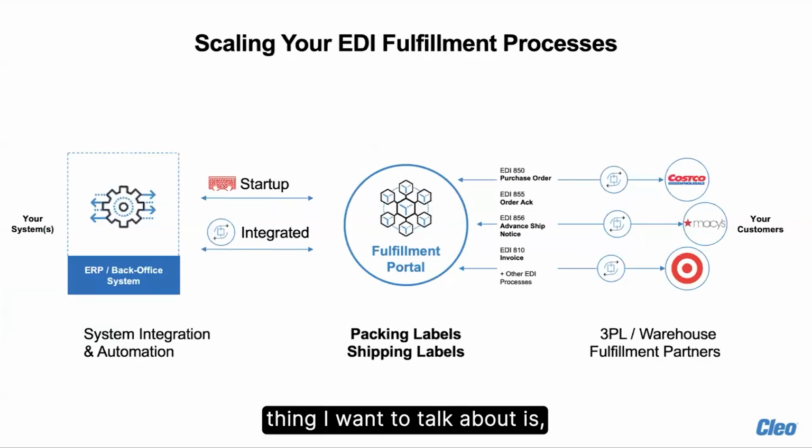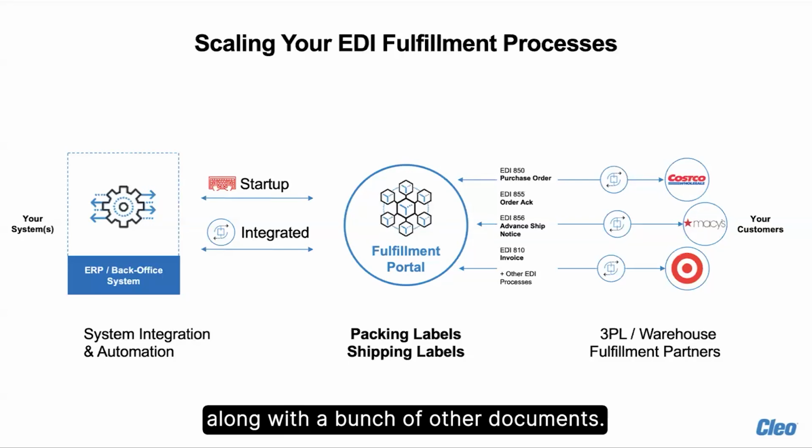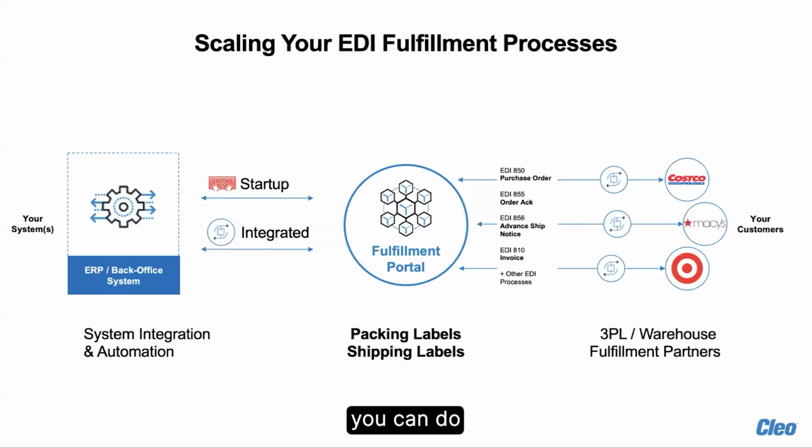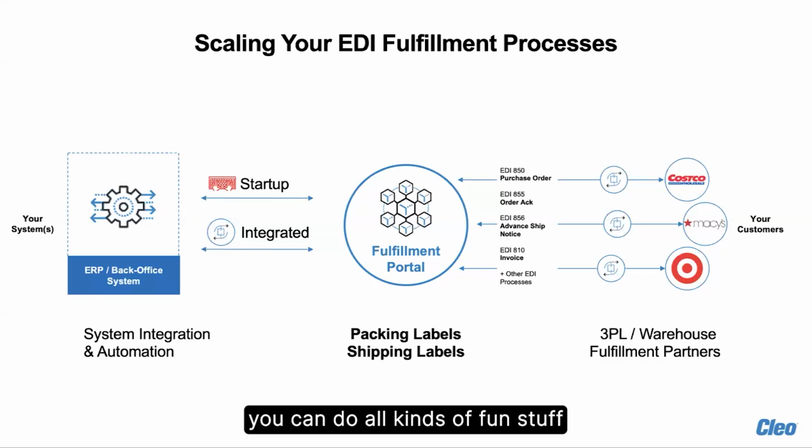The second thing I want to talk about is the ability for us to not only print packing and shipping type labels, along with a bunch of other documents. You can do packing lists, you can do bill of lading, you can do all kinds of fun stuff within the portal. Some of you, I'm sure, are aware of this and take advantage of it, and I'll show you this in just a second.